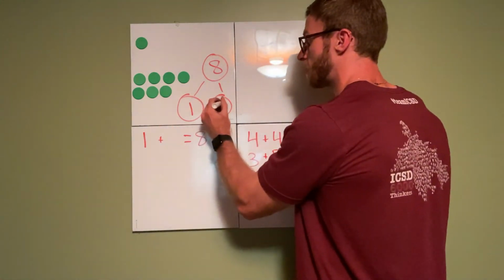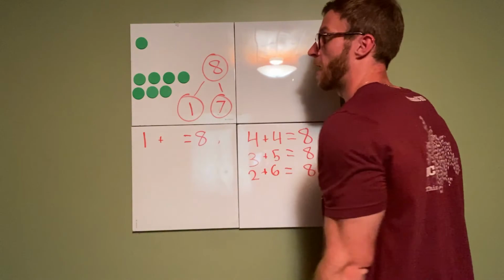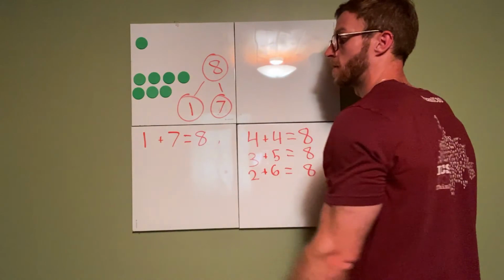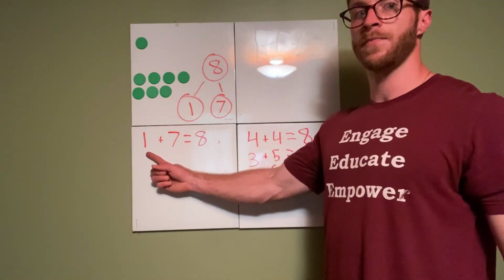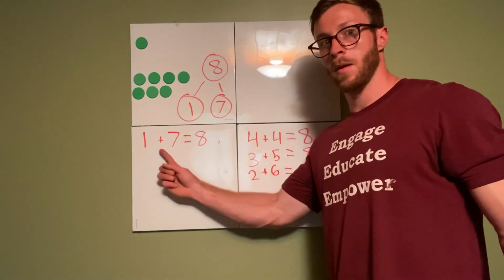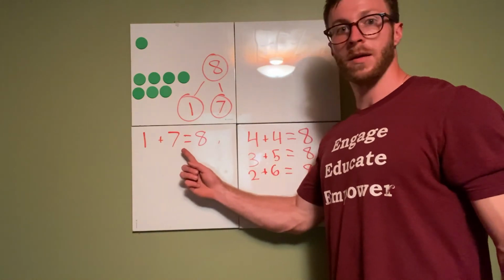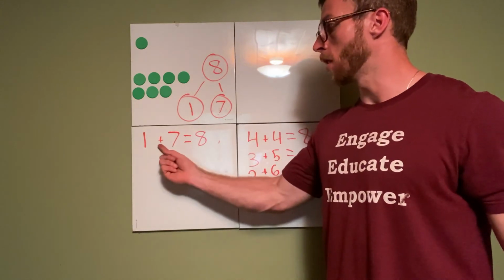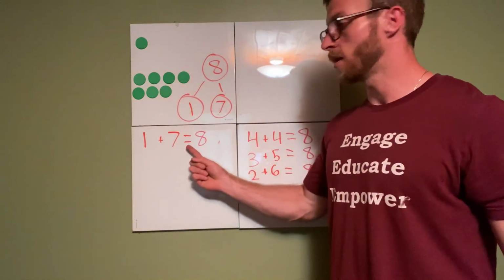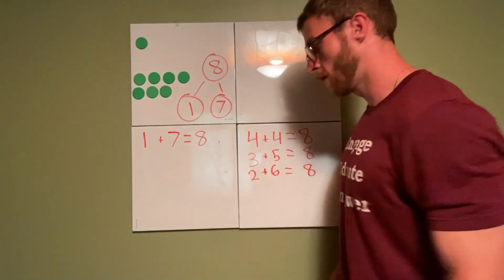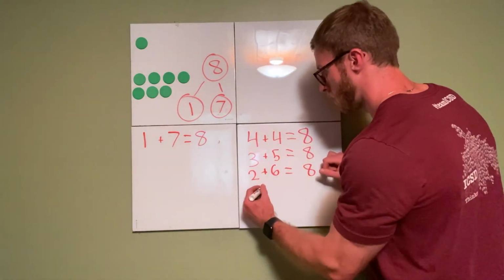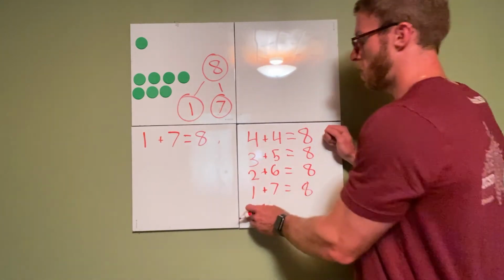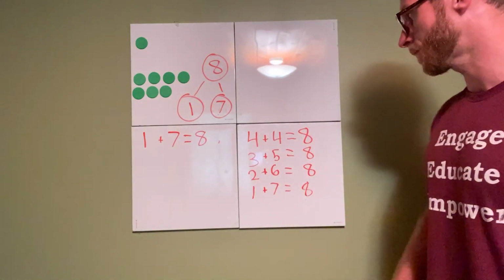So our other part is 7. We have 1 on top, 7 on the bottom. When they come together, they make 8. Can you read this number sentence with me? Ready? 1 plus 7 equals 8. One more time, ready? 1 plus 7 equals 8. Very good, we're doing good. All these different ways of making 8.